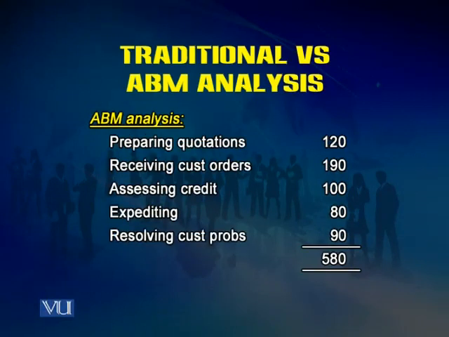Whereas under ABM, the same analysis would be looking at the activities such as preparing quotations, receiving customer orders, assessing credit, expediting, resolving customer problems. So the same kind of information, when looked at under activity-based management, is looked at under activities. So if activities are managed, the cost can be managed. This is a comparison of how activity-based management focuses on the activities and the cost of the activities.